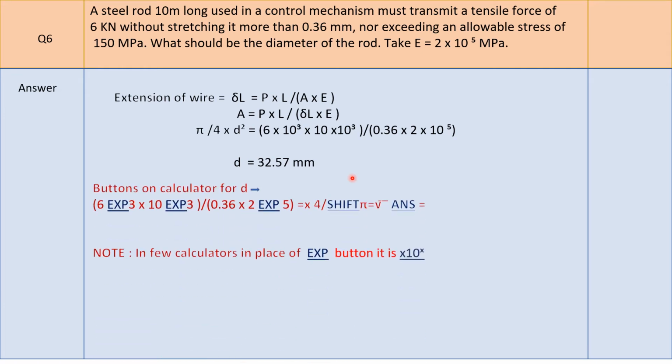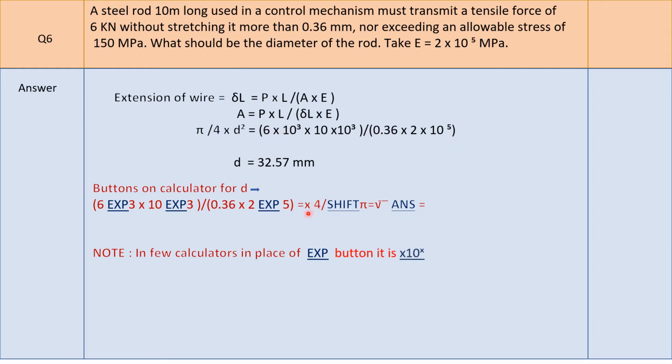Again here I am giving you the buttons to be pressed on the calculator once again. If you have not got the answer, press the buttons from here: bracket open 6 exponential 3 into 10 exponential 3 bracket close divided by bracket open 0.36 into 2 exponential 5 bracket close is equal to. So now when you have pressed is equal to, we have completed here to here.